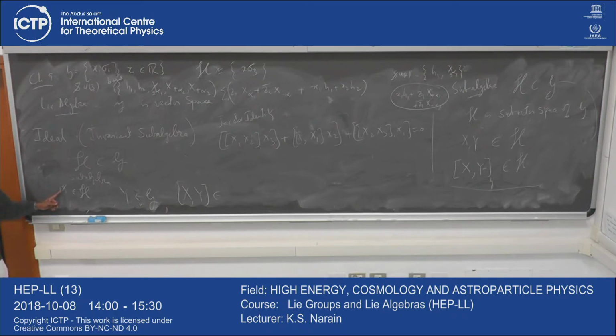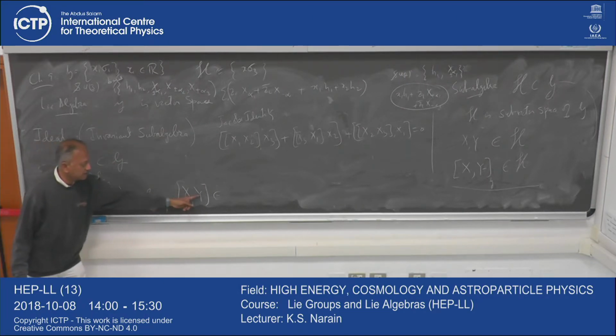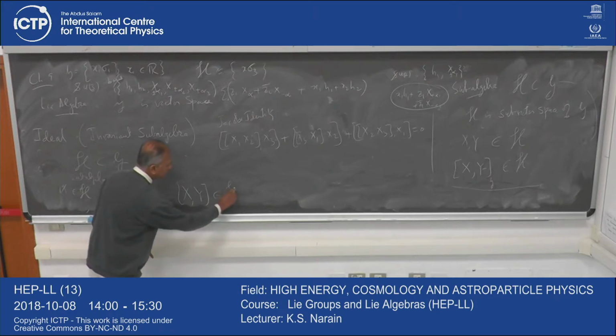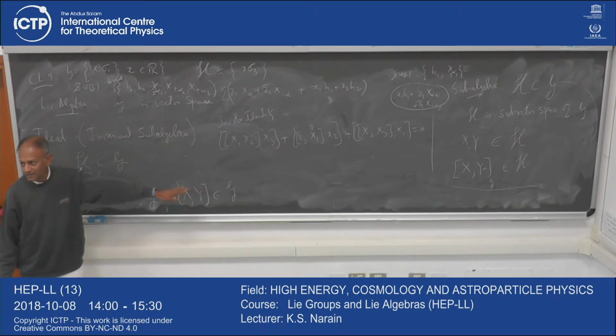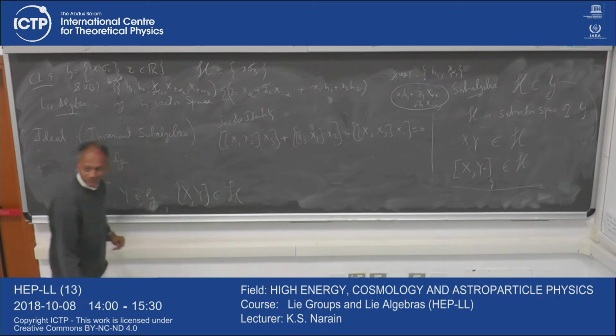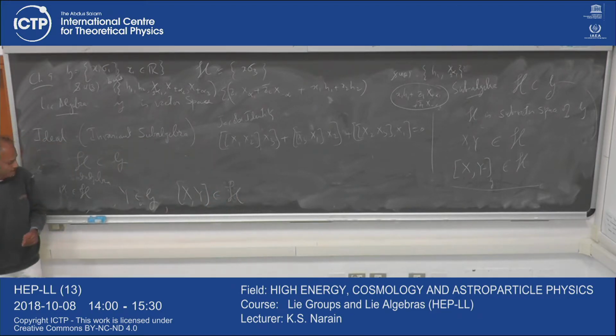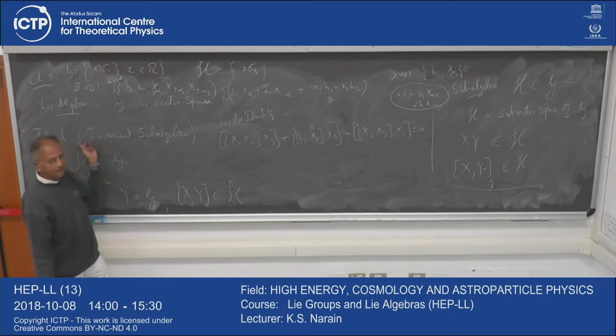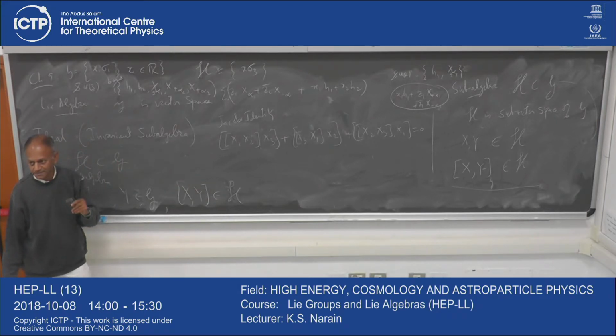Because if X is in H, obviously it means X is in G, and G is an algebra, so both these elements are in G, so the commutator certainly belongs to G. This is generally true, right? But the special case is when this happens to be in H. Then you say that this is an ideal or an invariant subalgebra.